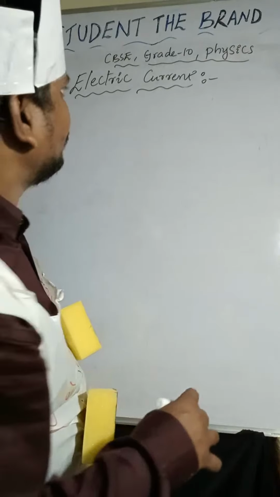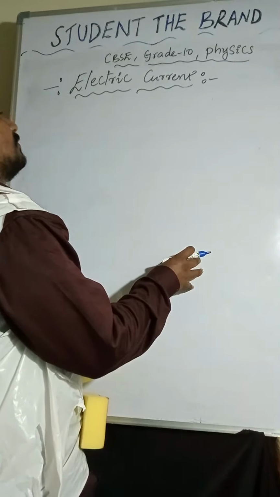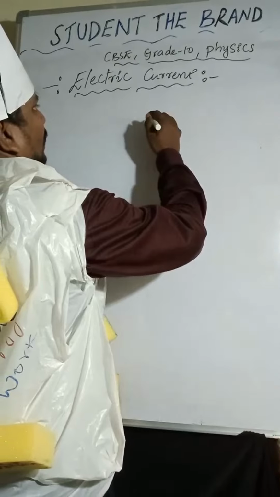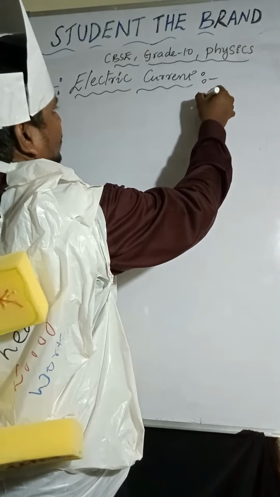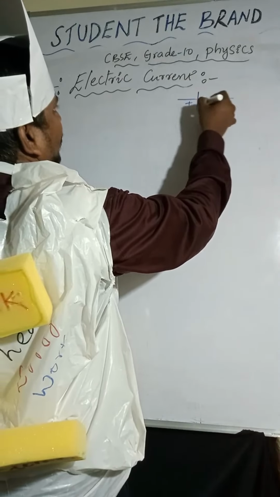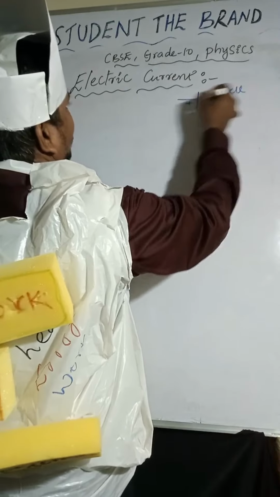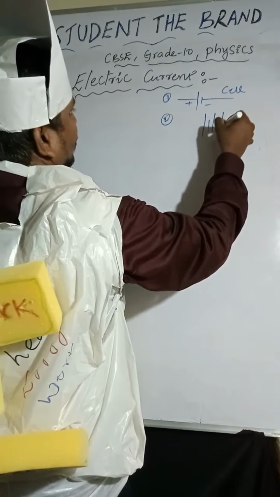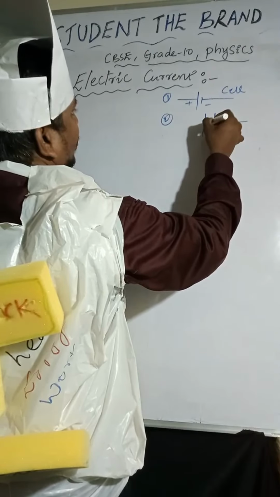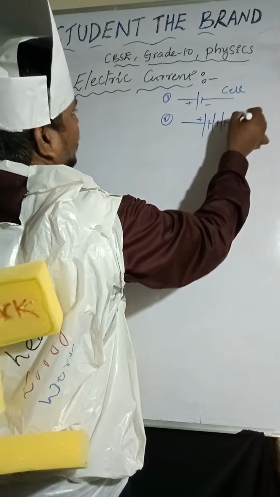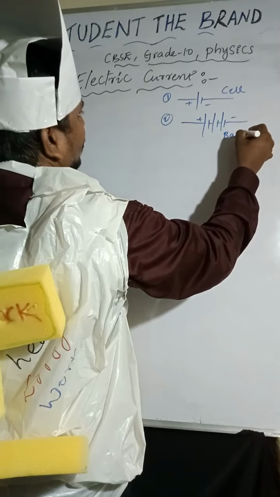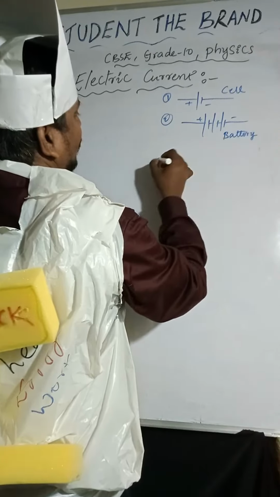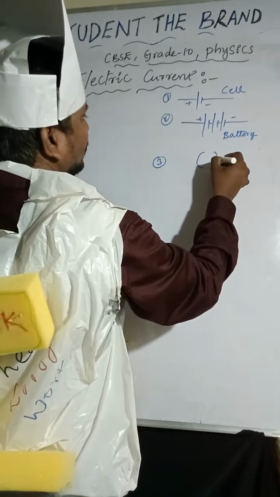Come to the point now. So this is the cell, with positive terminal and negative terminal. The second one is battery, with positive terminal and negative terminal. The next, third one, is the switch.